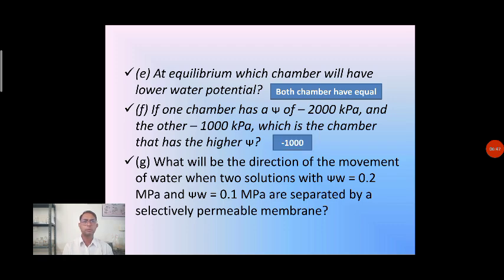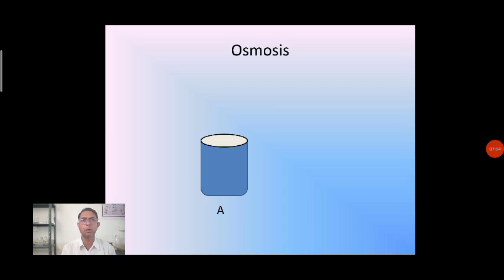If one chamber has a psi of minus 2000 kPa and the other has minus 1000 kPa, which chamber has the higher psi, or we can say potential? It is the chamber having minus 1000 kPa. So these are the different aspects regarding osmosis.